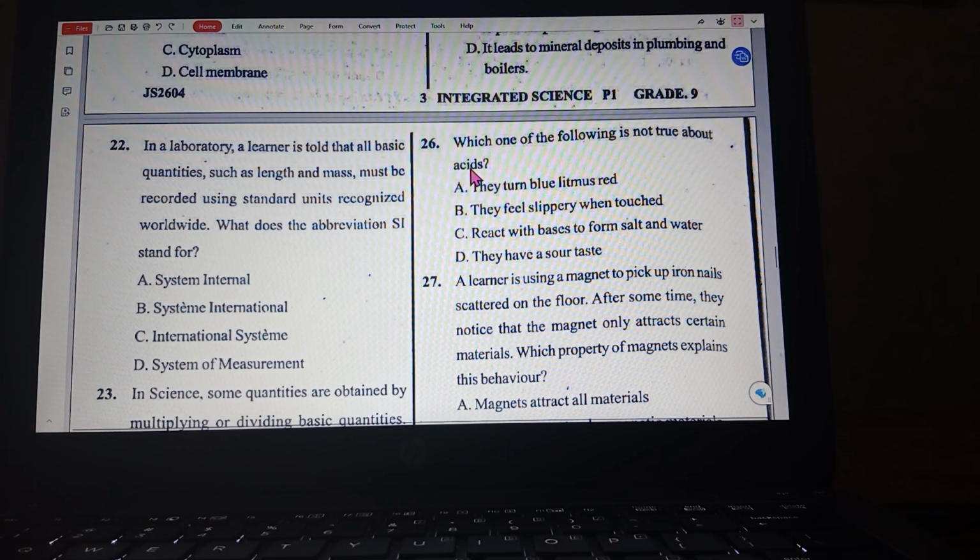Acids, these are substances with a sour taste. Acids, these are substances with a pH below 7. Acids, these are substances that turn a blue litmus paper red. Acids, these are substances that react with a base to form salt and water.